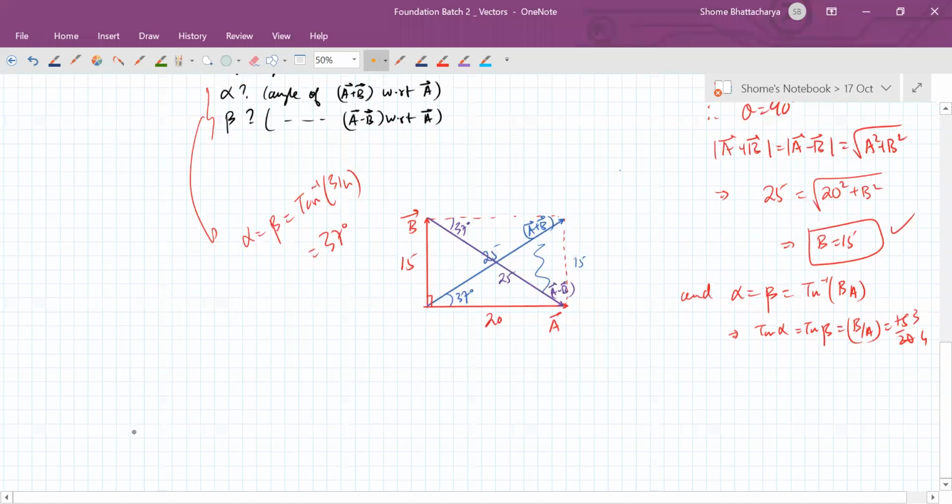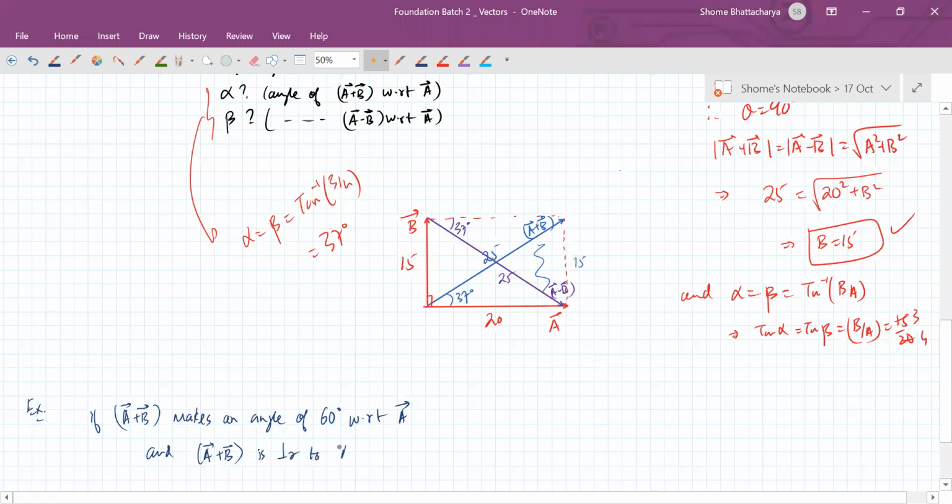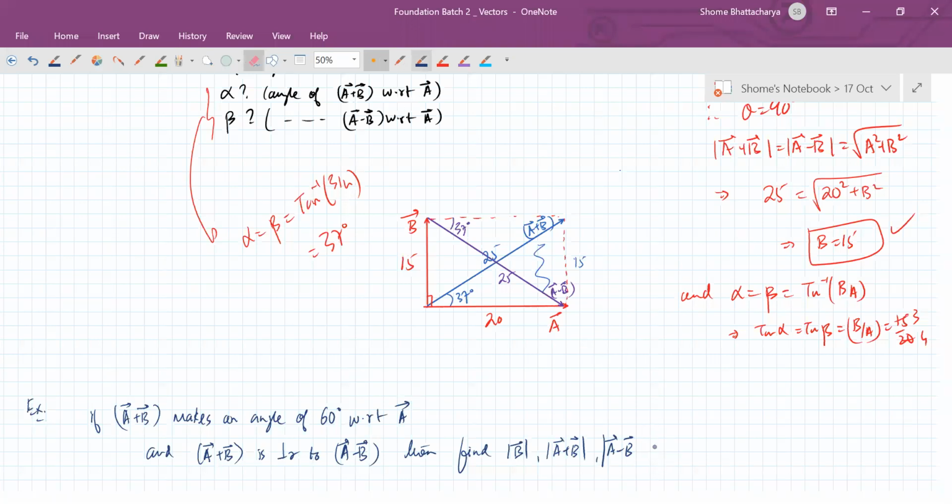Right, let's do another quick example. Okay, so just try this out.